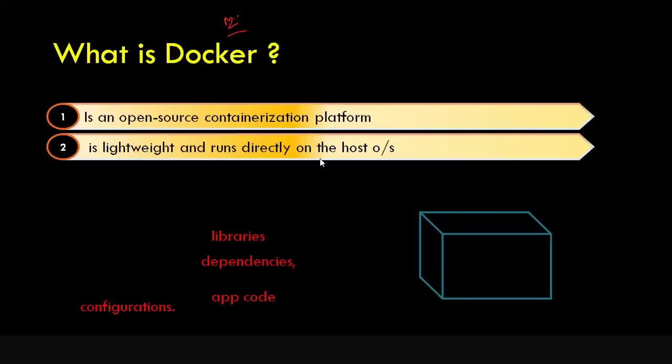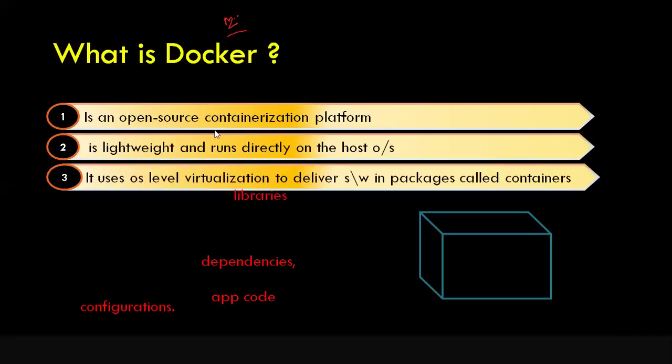Docker is an open source containerization platform. Importantly, it is lightweight. It runs directly on the host operating system. This is very, very important, guys. I will explain the difference between Docker and VMware. How many of you have used VMware, the virtual machines? Docker is lightweight and runs directly on the operating system. For that reason, Docker gained a lot of popularity. It uses OS-level virtualization.